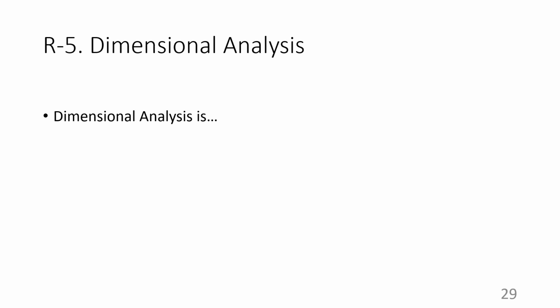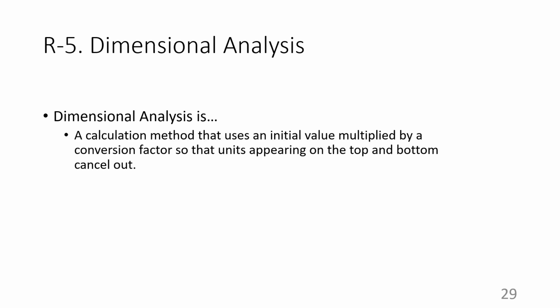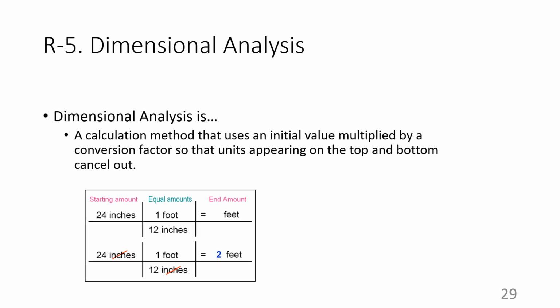A process that we have already been using that is often used to solve many chemistry problems is dimensional analysis. Dimensional analysis is a calculation method that uses an initial value multiplied by a conversion factor so that the units appearing on the top and bottom cancel out and you're left with the units that are desired in your answer.